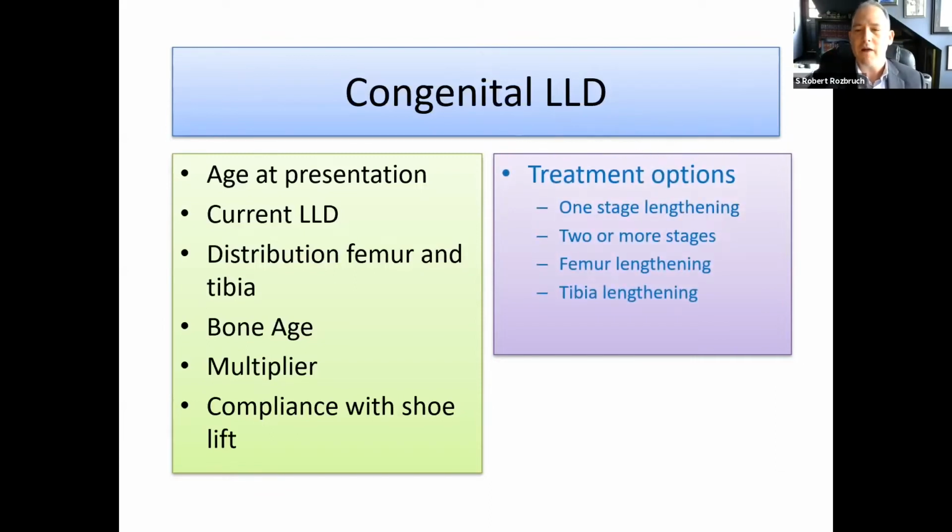Now, the treatment options are going to be one-stage lengthening, 2 or more stages of lengthening, and then the decision also has to be made about which segments are addressed, femur lengthening or tibial lengthening. I'm going to try to illustrate some of this decision-making with a variety of cases to help understand the way we approach this.